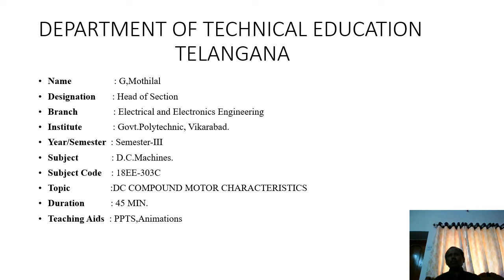So now we are going to discuss DC compound motor characteristics. Here DC compound motors are classified into two types: long shunt compound motor and short shunt compound motor. Long shunt compound motor is the combination of armature winding, series field winding, and shunt field winding.